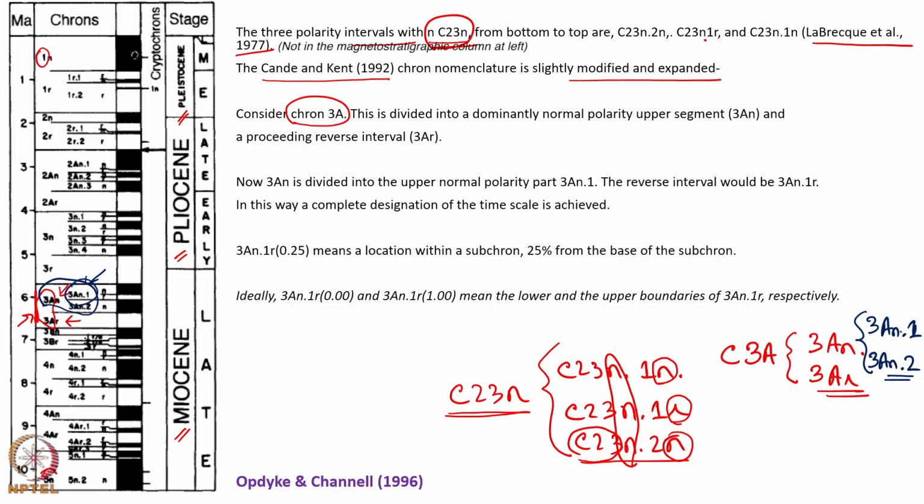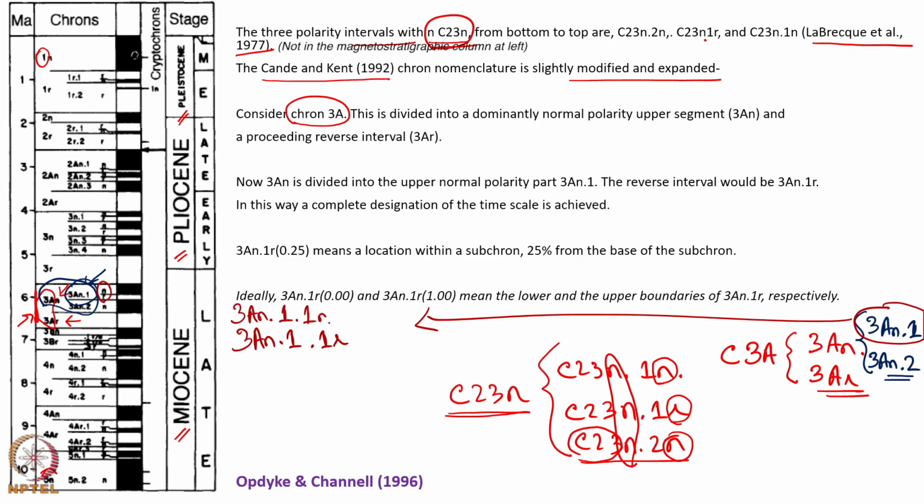Now, within this 3An.1, further classification has been made into R and N. So, how to represent this? 3An.1 and then 3An.1r at the bottom, and at the top is 3An.1n. In this way classification has been made. What is the meaning of 3An.1r(0.25)?